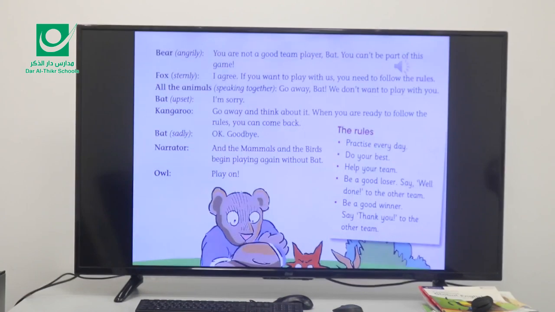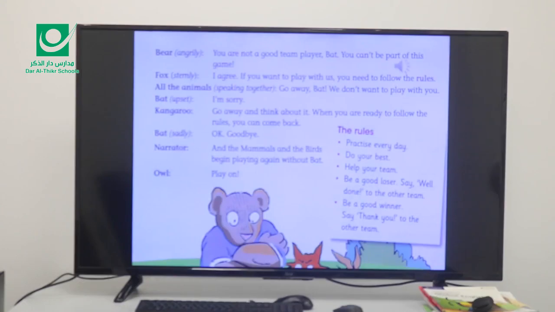Yes. And now let's start with the third part. You're not a good team player, Bat. You can't be part of this game. I agree. If you want to play with us, you need to follow the rules. Go away, Bat. We don't want to play with you. I'm sorry. Go away and think about it.